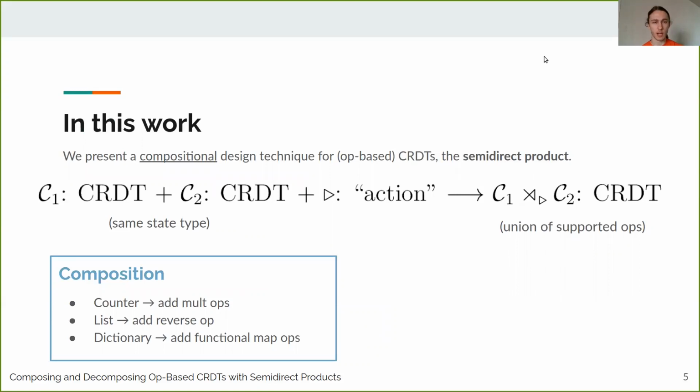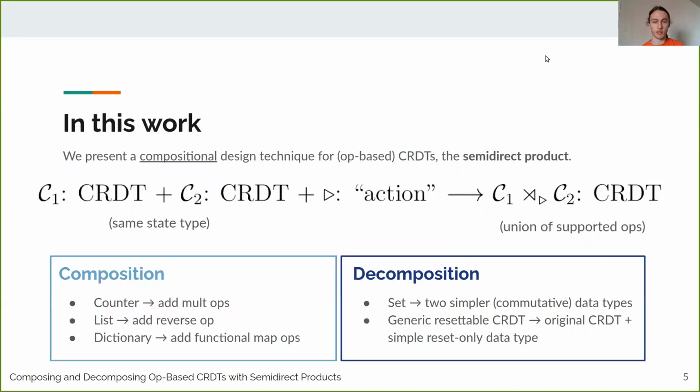You can use this for composition of CRDTs directly, which is where you take two existing CRDTs and combine them to get a CRDT with both of their operations. In practice, usually you can use this to add operations to an existing CRDT. So for instance, we show how to take an integer counter CRDT and add multiplication operations, or take a list CRDT and add a reverse operation, or take a dictionary CRDT that maps keys to values, and add a functional mapping operation, which applies some operation to every value in the dictionary.